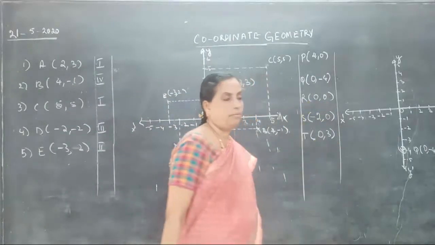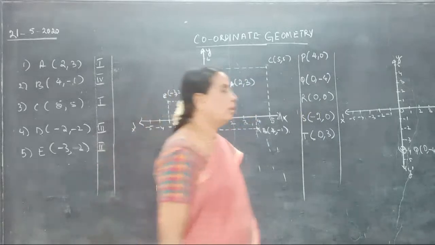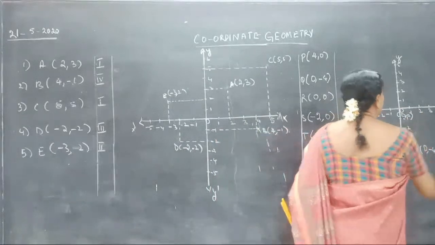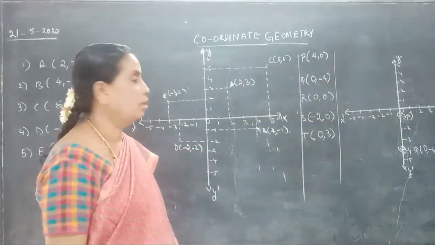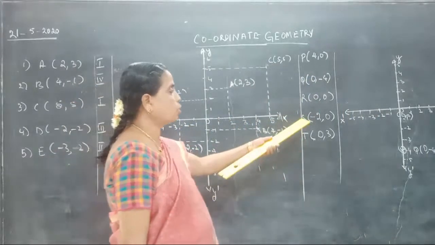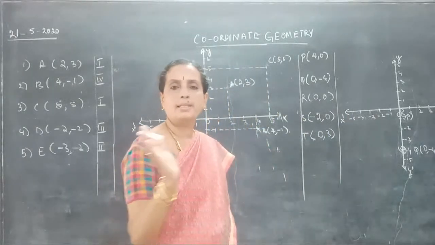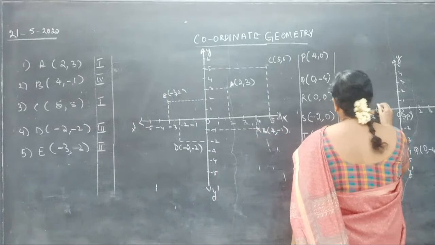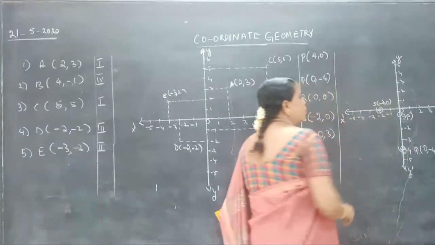(0, 0). We already know the coordinates of the origin. Origin is the place where we have the point of intersection of the two axes. So it is (0, 0). Then (-2, 0). Negative means we will take it on the negative axis. So you have (-2, 0). Name it as S and write (-2, 0).